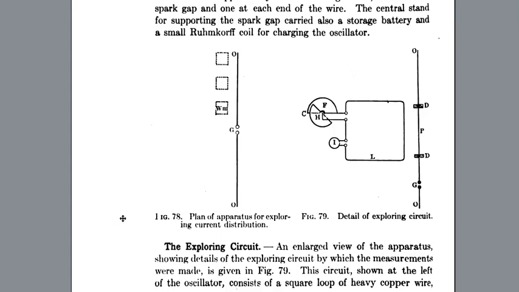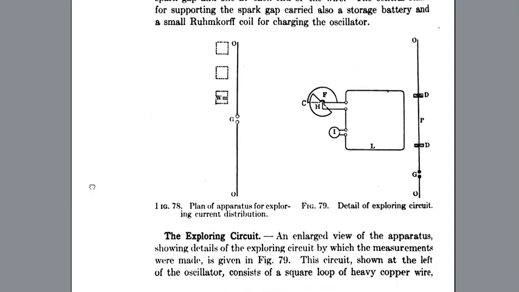The two conductors of the oscillator OO were each a wire 1 millimeter in diameter and 9 meters long, supported horizontally 1 meter above the wooden floor of a long room in the third story of the laboratory. The oscillating system was thus at a height of about 10 meters above the surface of the Earth, and was probably very little disturbed by the capacity of the Earth. The oscillator was supported by 3 insulating stands, one at the spark gap and one at each end of the wire. The central stand for supporting the spark gap carried also a storage battery and a small Ruhmkorff coil for charging the oscillator. The exploring circuit.